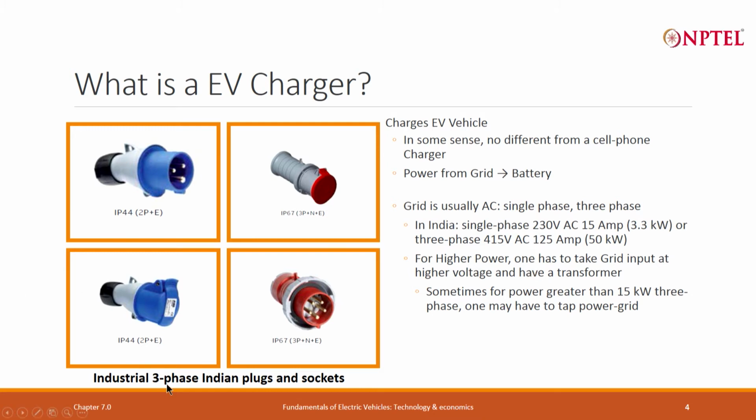So, you have this one difference: unlike the sockets that we use at home for a single phase and 3 phase, we will actually use what is called industrial sockets. And industrial sockets are also available in different ratings, IP44. IP44, for example, is a socket where this pin is inserted.